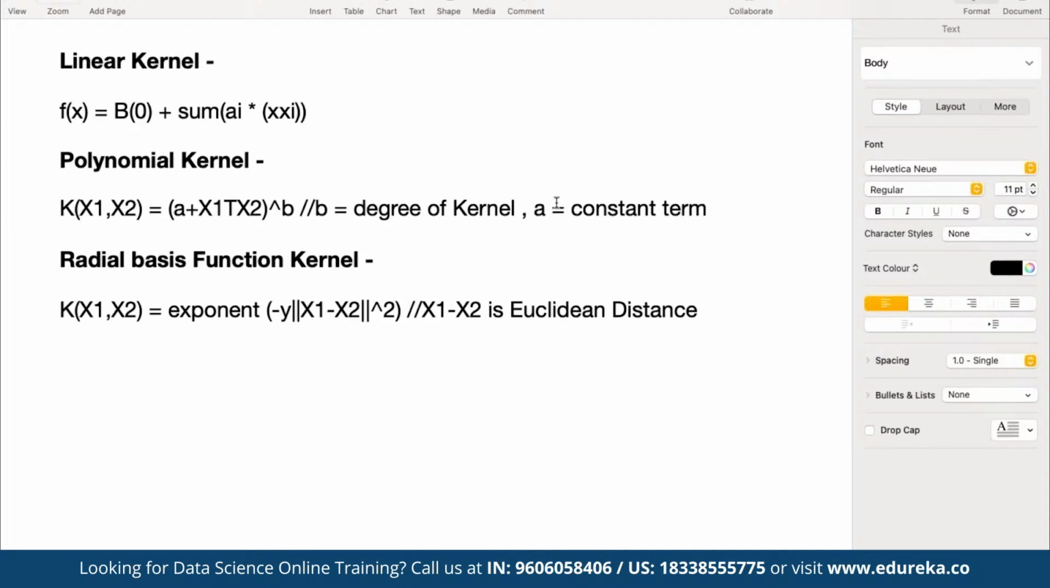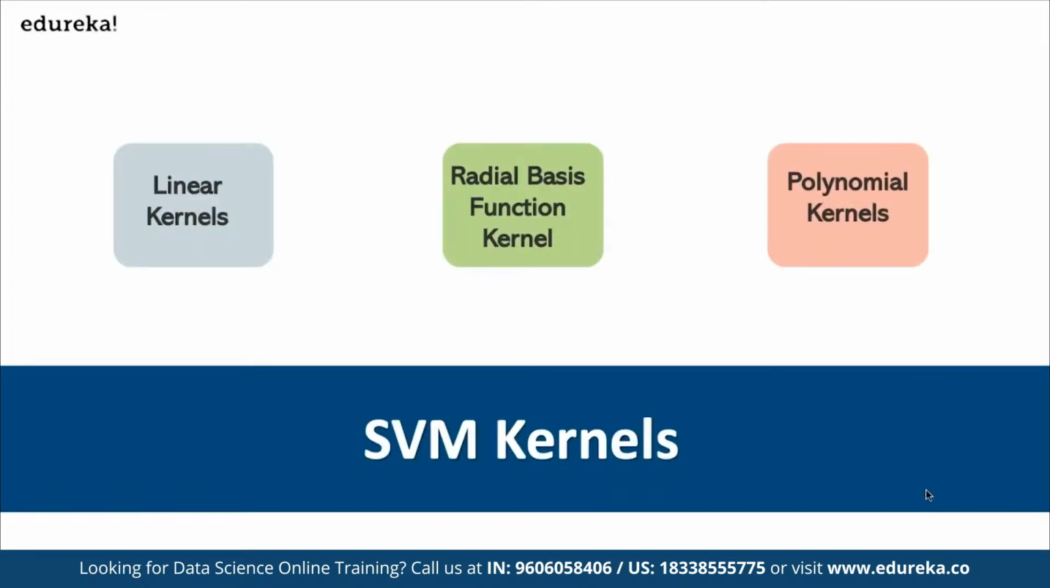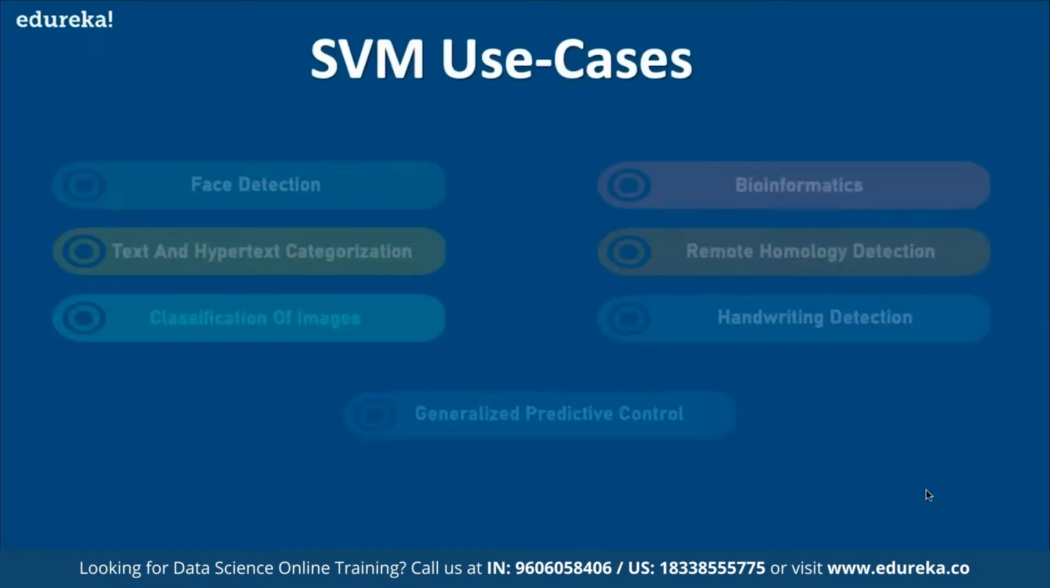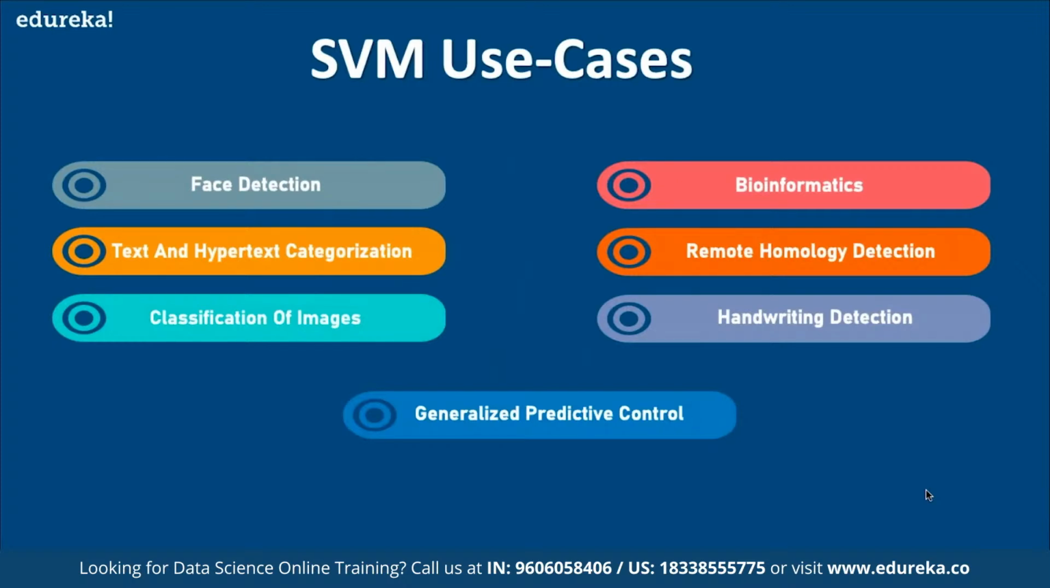So here we have linear, polynomial, and then radial basis function. There are multiple use cases of this radial basis component as well. We can use it for face detection, for text and hypertext categorization, for the classification of images, for bioinformatics, for protein fold and remote homology detection, and also for prediction control, as we discussed in SVM. So these are different use cases that are currently available.